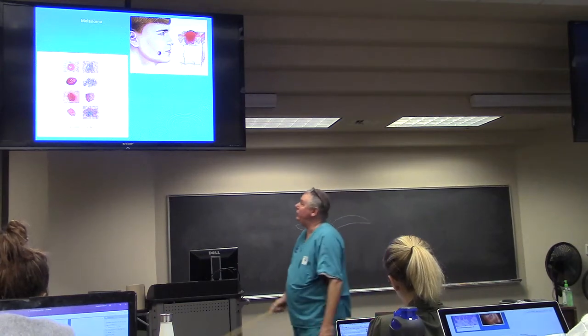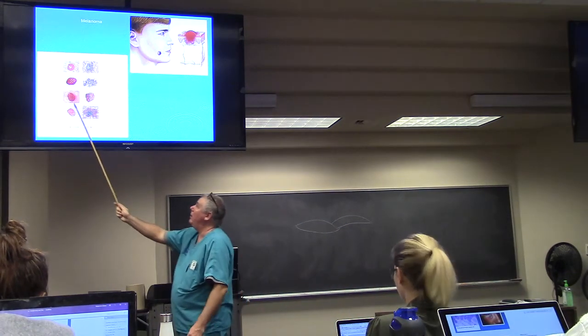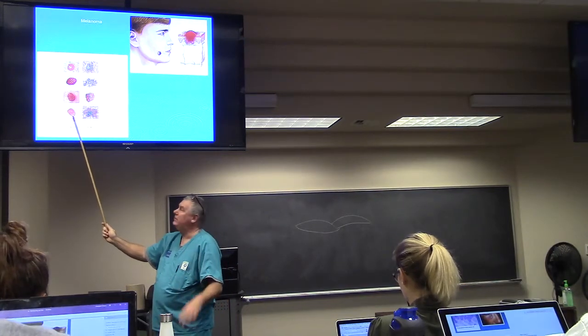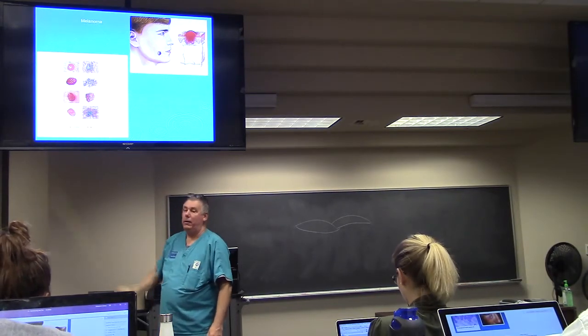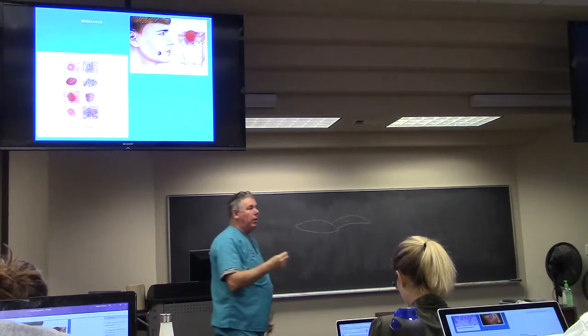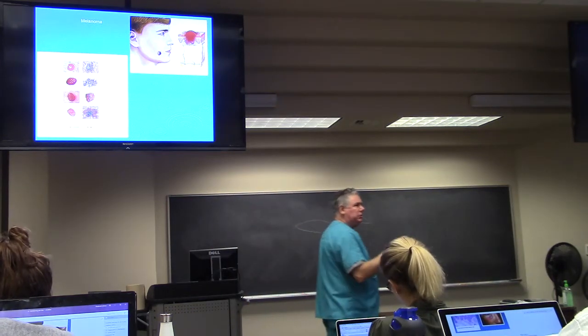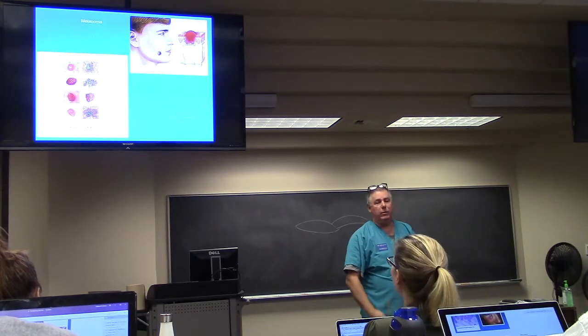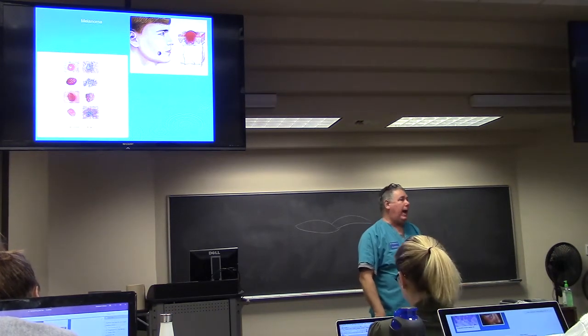And there are different characteristics between non-metastatic cell type lesions and melanoma here. Multiple colors, irregular borders, larger size, fast growing, all of these things contribute to, oh no, this is something that's got to come out now.